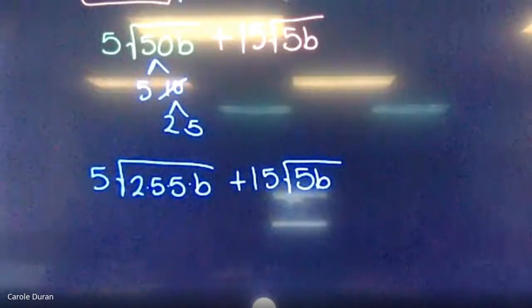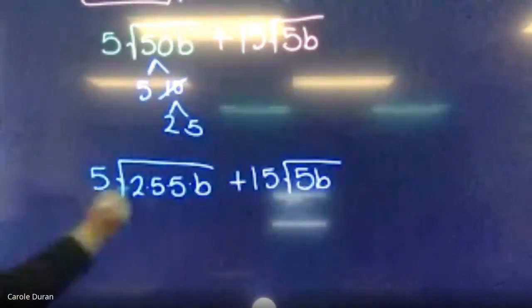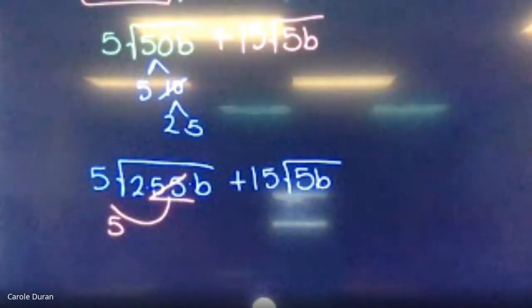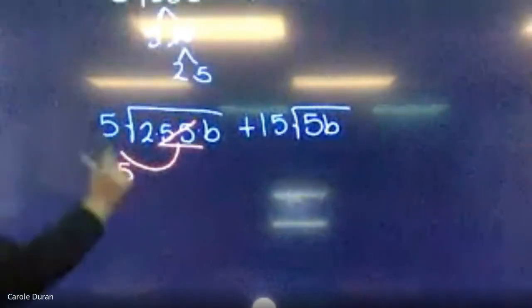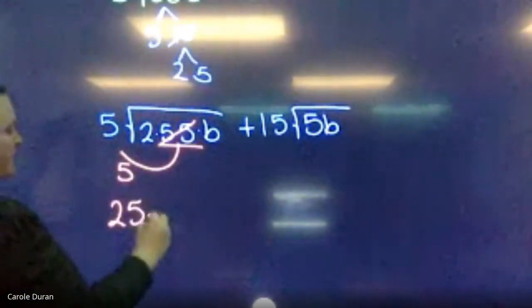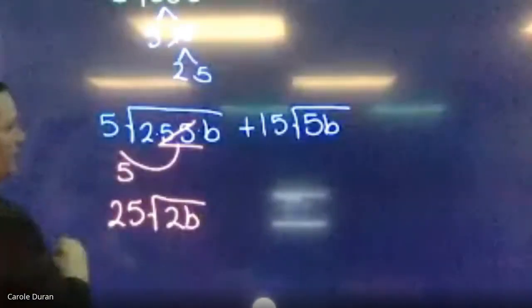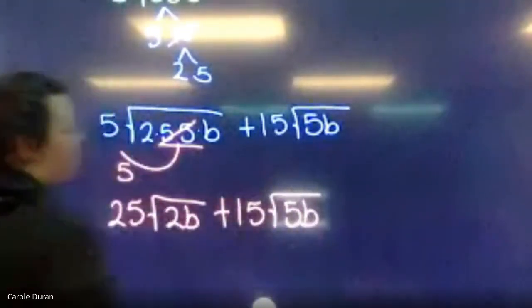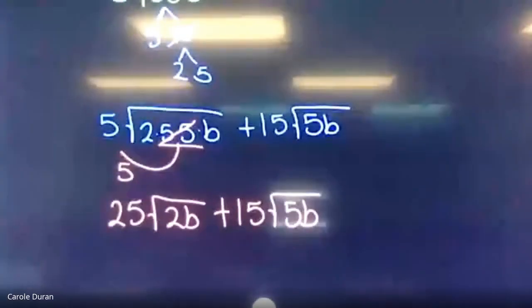And then we're going to pull out identical pairs. Do I have any identical pairs here? Yes, where? The set of 5s right here, which means when I pull it out, I'm pulling out one singular 5, which makes out front become 25 times the square root of what's left, which is 2b, plus 15 times the square root of 5b. And then we just look to see if we can put anything together. Can we? No, because I don't have identical radical values, so this is it.